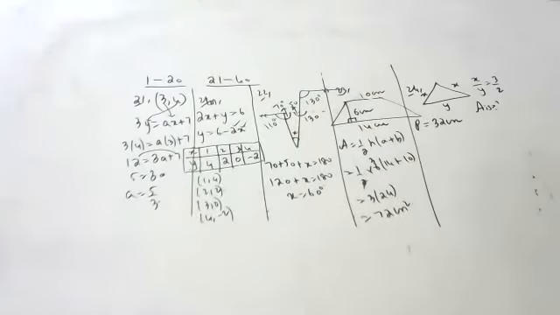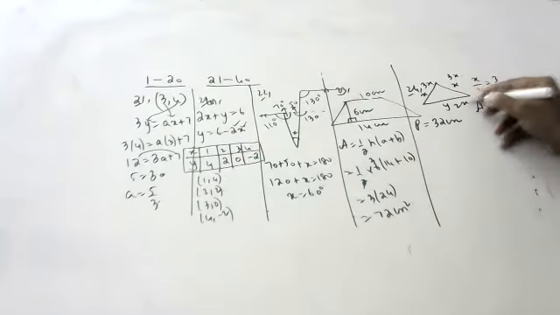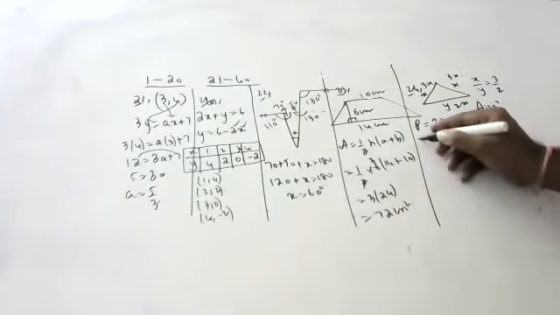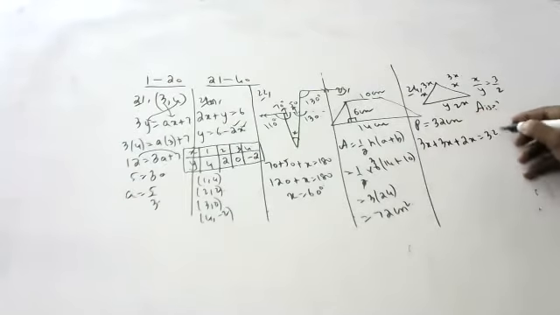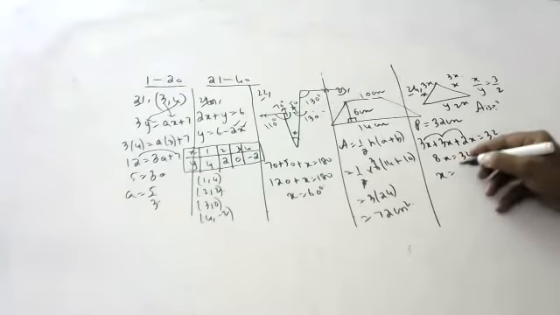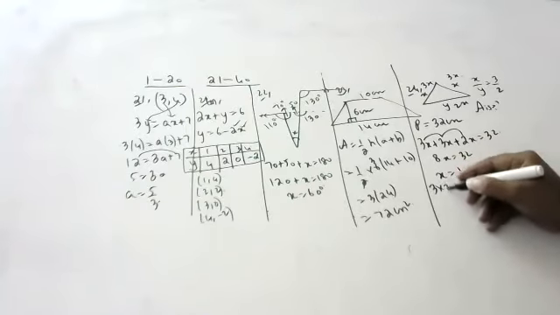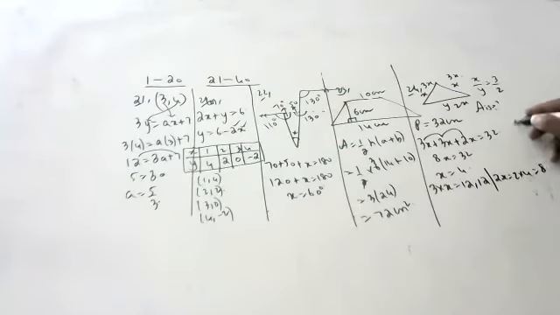So children, how to do this sum? Children, for sums like this, 3:2 means this is 3x, this is also 3x, this is 2x. So 3x plus 3x plus 2x is equal to 32. 8x is equal to 32. X is equal to 4. So 3x means how much, children? 12. Two sides are 12. 2x means how much, children? 2 fours are 8. So the three sides are 12, 12, 8.